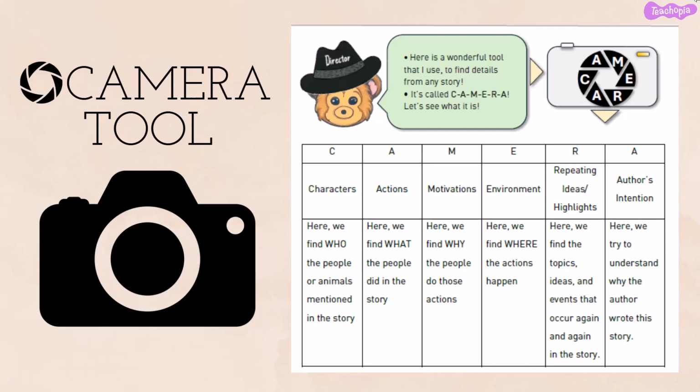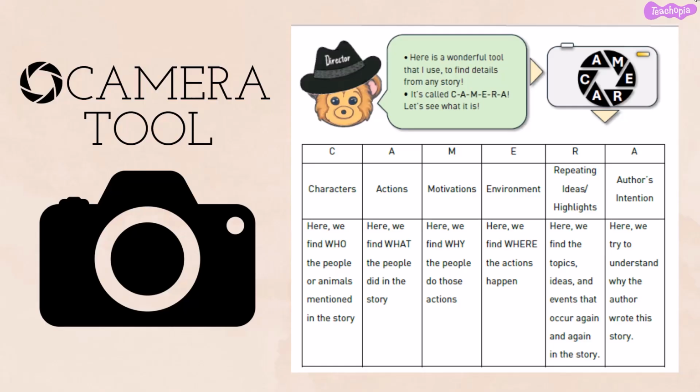Moving on, we also introduce techniques to the learners to be able to identify the theme of the story. One such technique is called the camera tool. Like all other cameras that help us capture a moment or a memory or an event, this camera tool helps us capture the theme of the story. CAMERA stands for characters, actions, motivations, environment, repeating ideas or highlights, and author's intention.